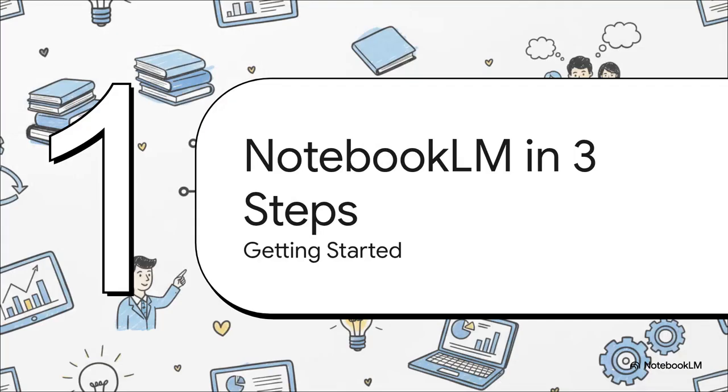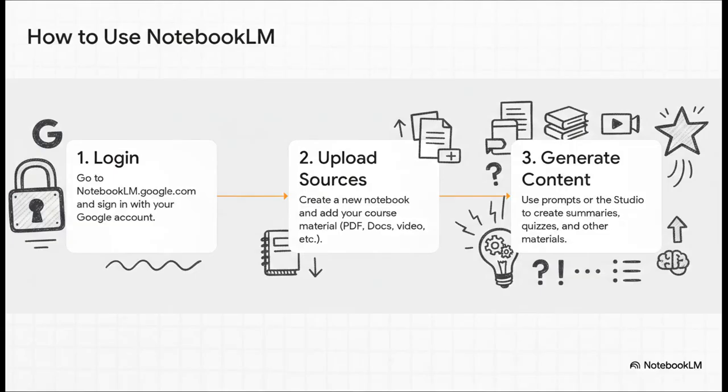Okay, so I know a new AI tool can sound intimidating, but getting started is actually so simple. Seriously, it's just 3 steps. Let's break it down. First, you just go to the website and log in with your Google account. Easy. Second, you create what's called a notebook and start uploading your stuff, that PDF, that video link, whatever. And that's pretty much it. The AI does its thing, analyzes your sources, and boom, you're ready to start creating.